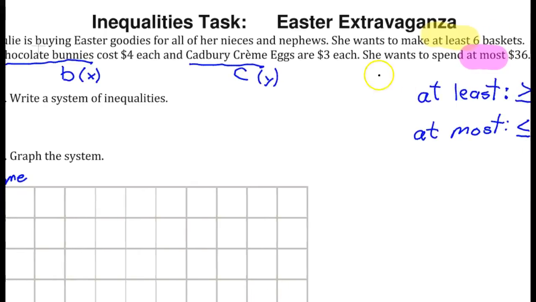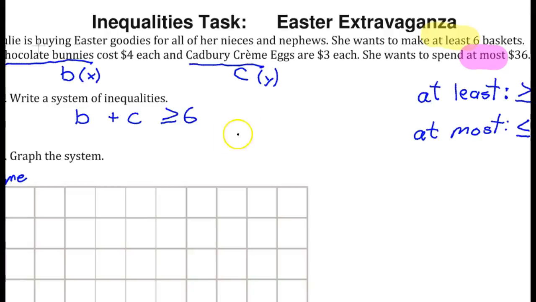So we know we need to make at least 6 baskets. So we know it has to be greater than or equal to 6. At least means greater than or equal to 6. Well, what has to be greater than or equal to 6? The number of bunnies plus the number of the cream eggs. So we're going to say our B plus the C, right? The number of how many of each we're going to get has to be more than 6.